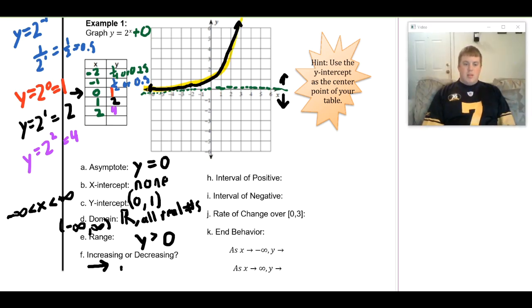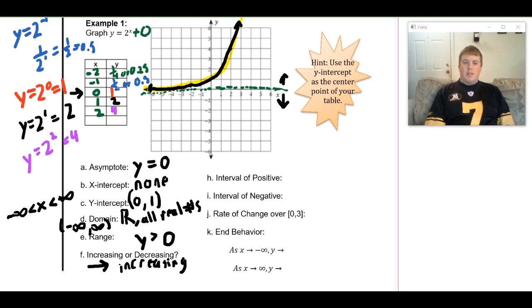So we can go ahead and put that. If it were broken down into two separate questions, it would be always increasing and never decreasing. An exponential function, remember, is always going to be one or the other. Alright, we can look at the interval of positive next.